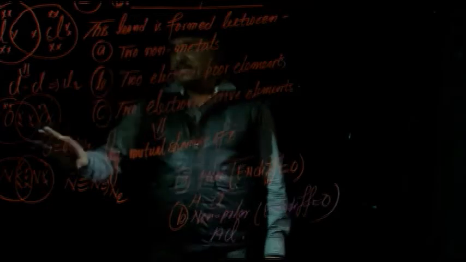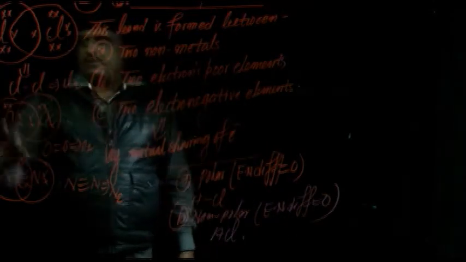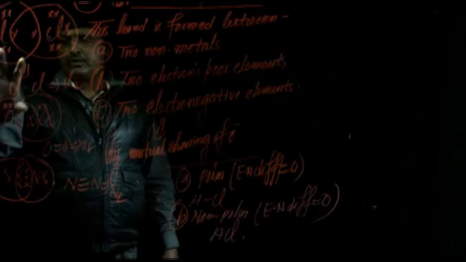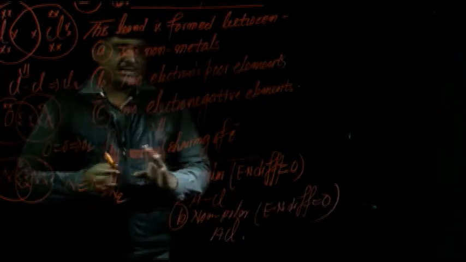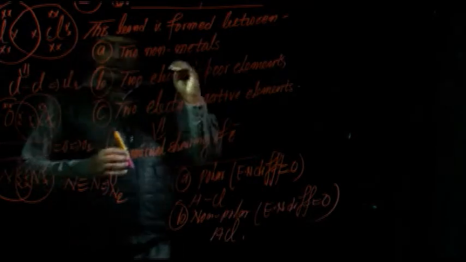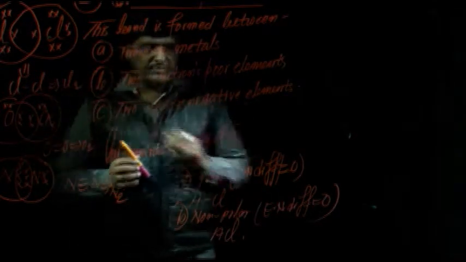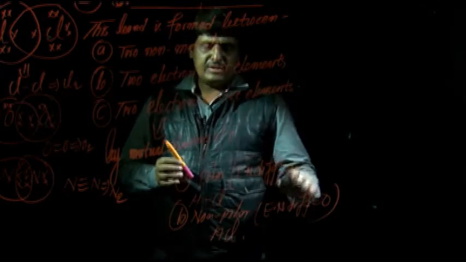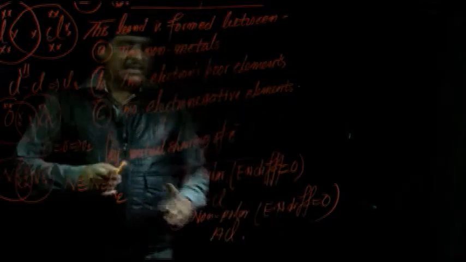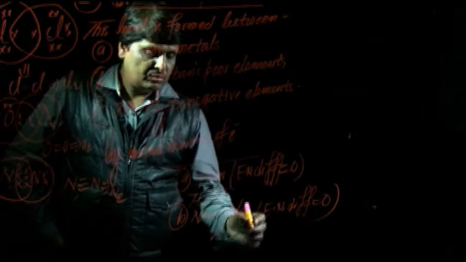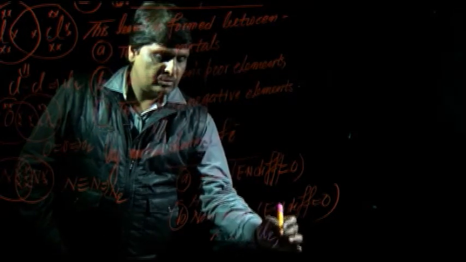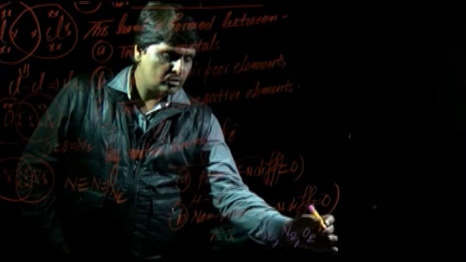elements by mutual sharing of electrons. It may be either single, double or triple: in Cl2 a single covalent bond, in O2 a double covalent bond, in N2 a triple covalent bond, but it may be polar or non-polar. How is a polar covalent bond formed? If the electronegativity difference is not equal to 0. Example, HCl. Non-polar is when the electronegativity difference is equal to 0, for example Cl2, N2, O2, etc.